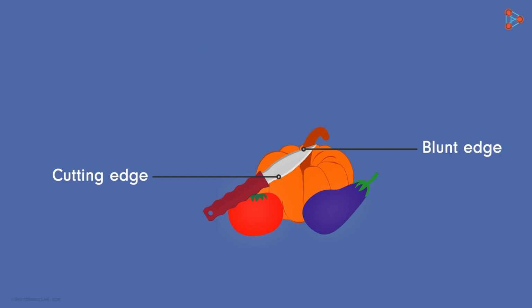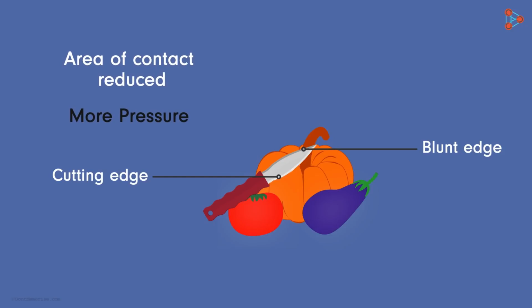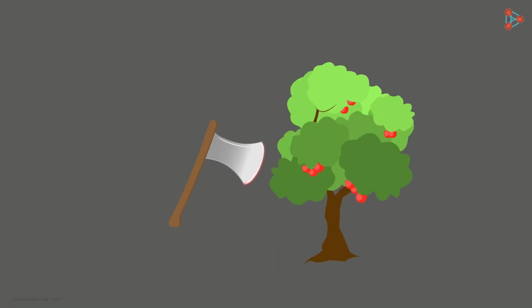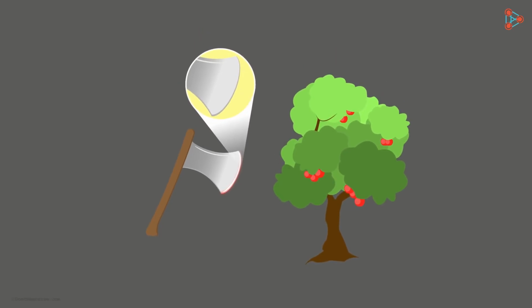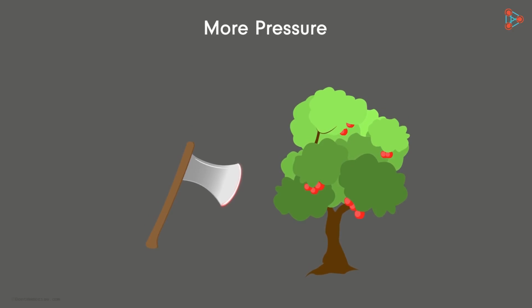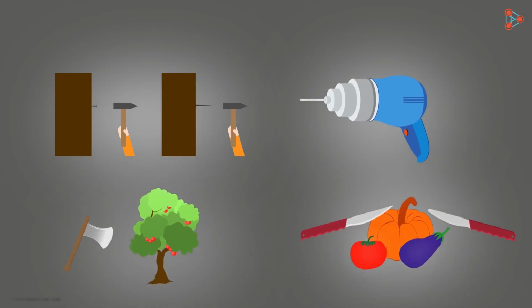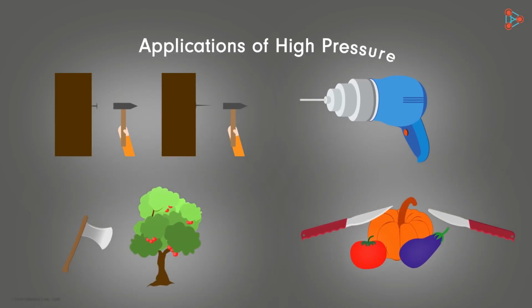So if you cut a vegetable with a cutting edge, the area of contact between the vegetable and the knife is greatly reduced. Hence, more pressure is applied on the vegetables using the cutting edge of the knife. Axes used to cut the trees also have sharp cutting edges instead of blunt ones. It increases the pressure on the tree due to the less area of contact. The examples that we've seen so far are applications of high pressure. It's about how high pressure is useful to us in some cases.